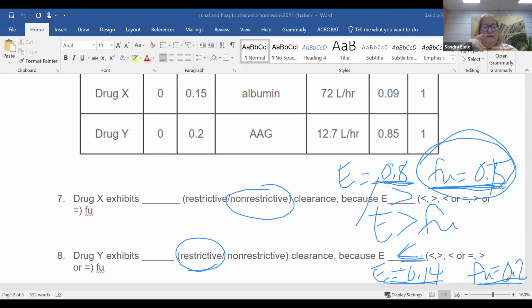All right. I know it's a little convoluted, so you just have to slow down and think about it. I'm thinking of drug that's unencumbered by a protein coming at me, can I clear it or not? Is it available? And if we're taking 80% out and only 15% is unbound, we know we're taking more than just unbound drug.